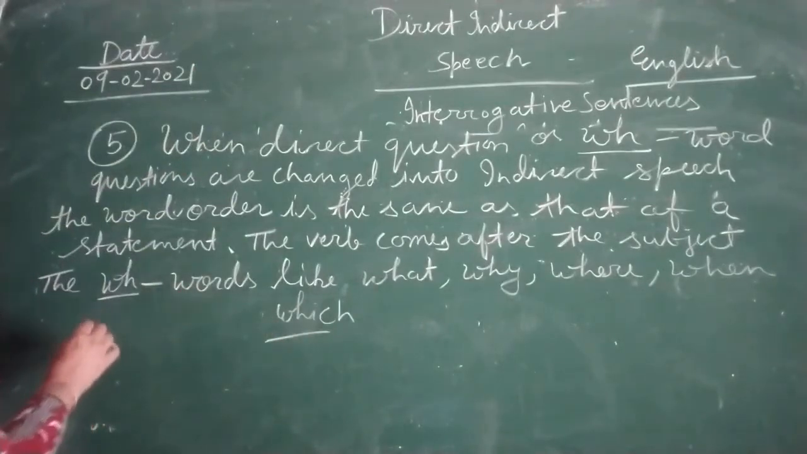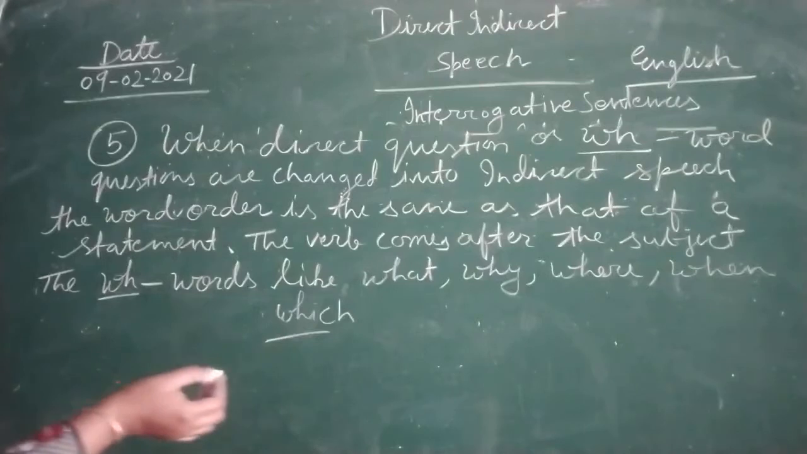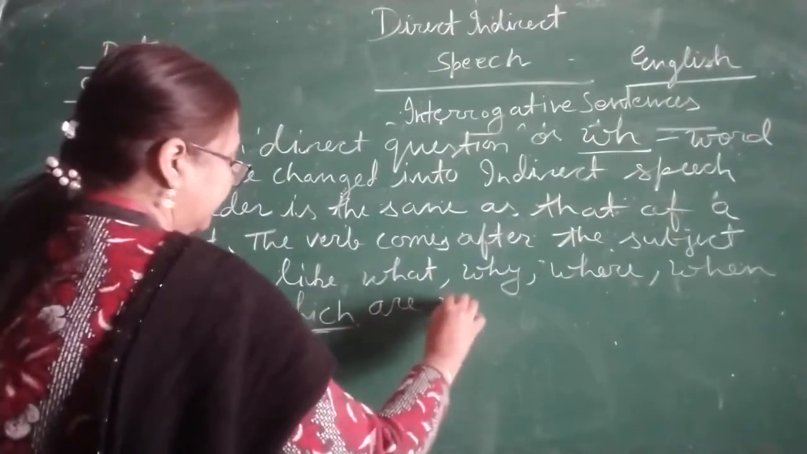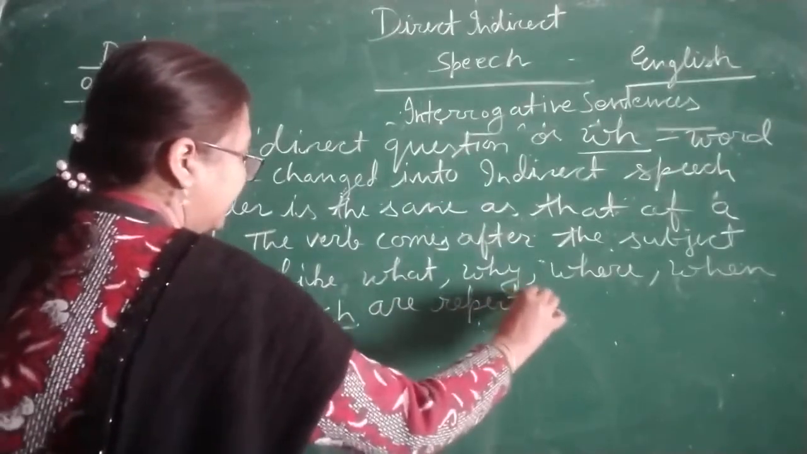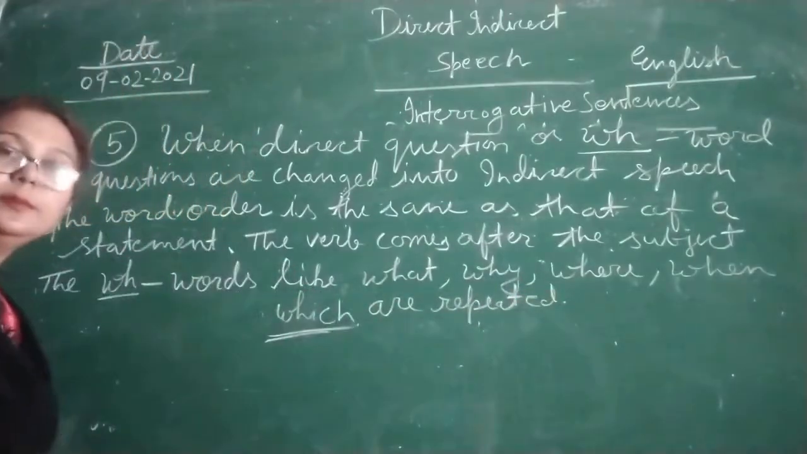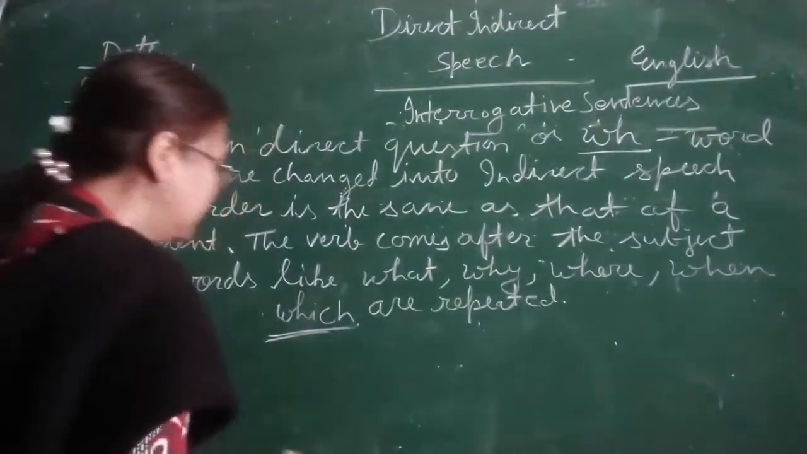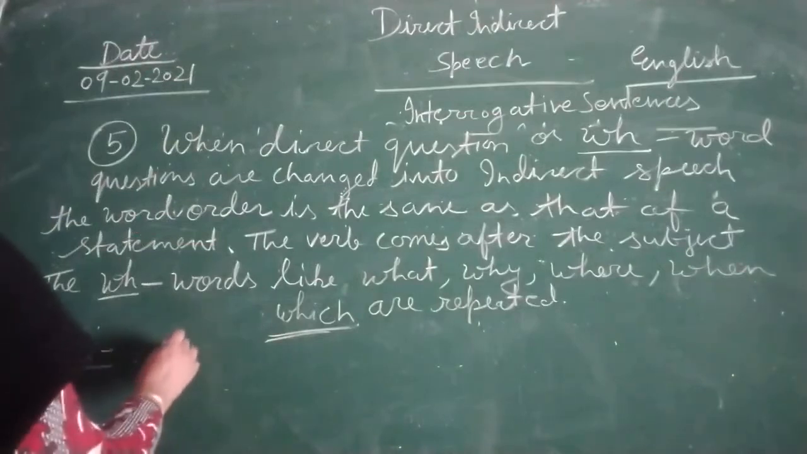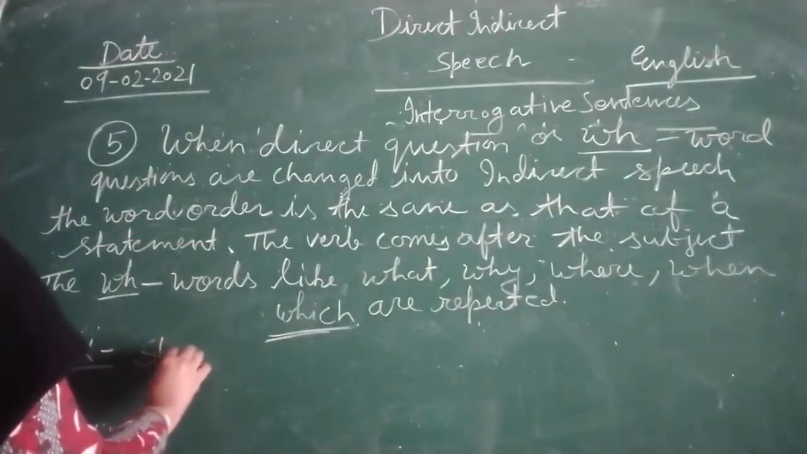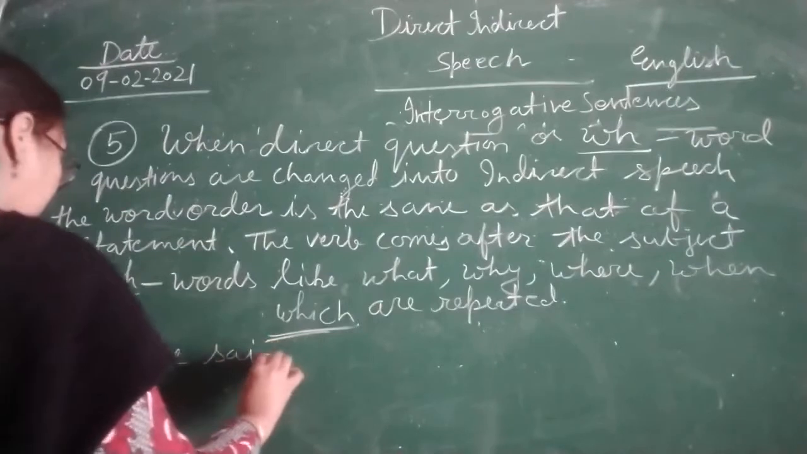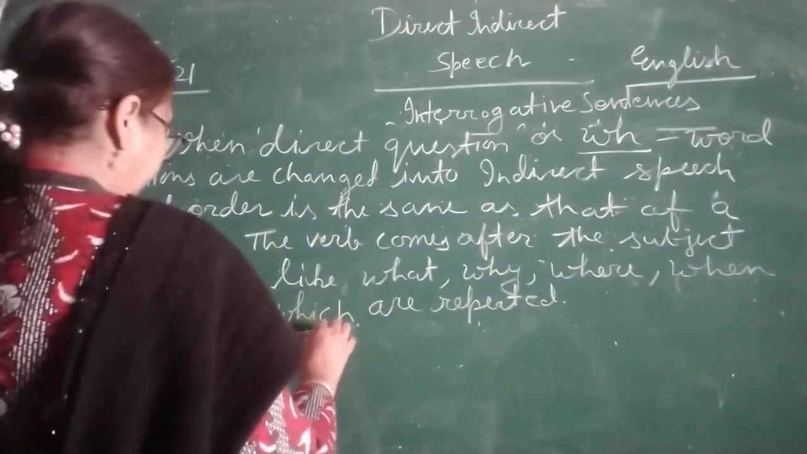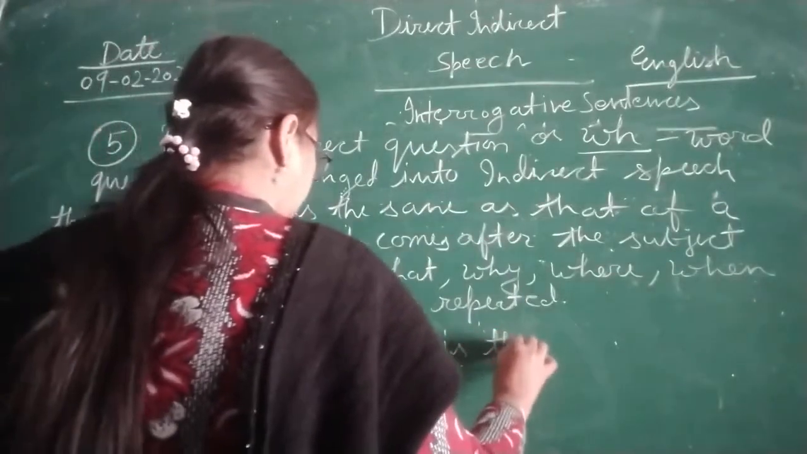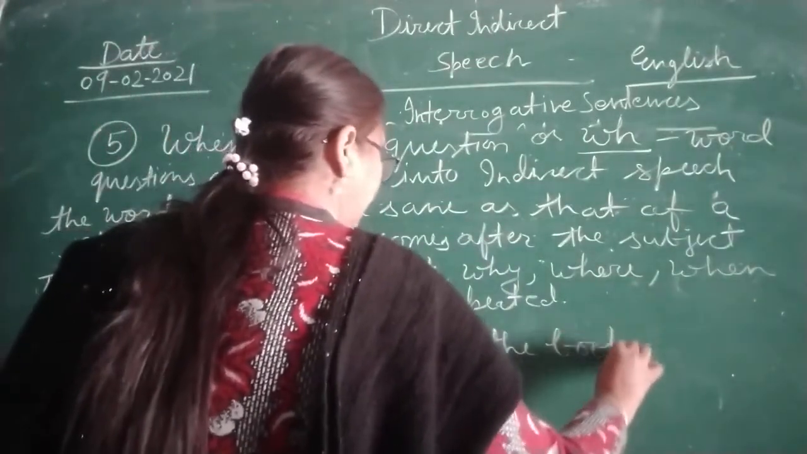So I am going to write, okay, these will be repeated also, and after that these will be repeated in the indirect sentence. So I am going to write one example. She said, where is the book? Okay, where is the book?